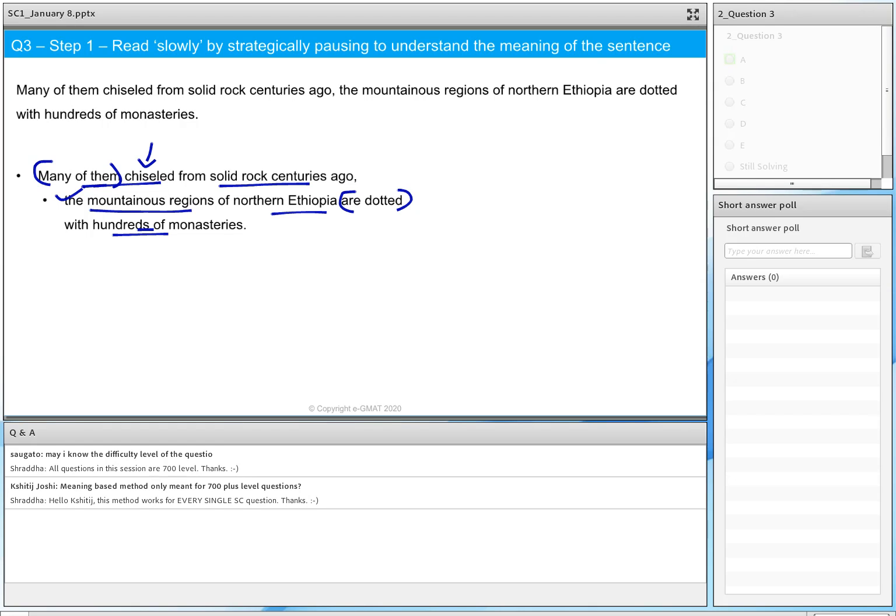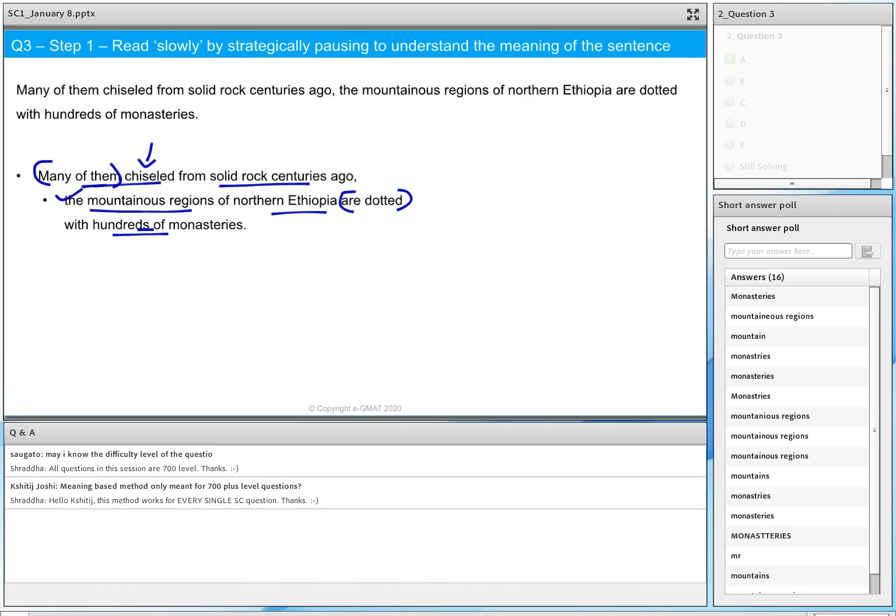Now, I'm going to start asking you a few questions, okay? Pay attention to my question. The way the sentence is written, what does it say? What is chiseled from solid rock? Which entity, according to the way the sentence is written, is chiseled from solid rock? All right, most of you are telling me it is the mountainous regions. And yes, that is correct.